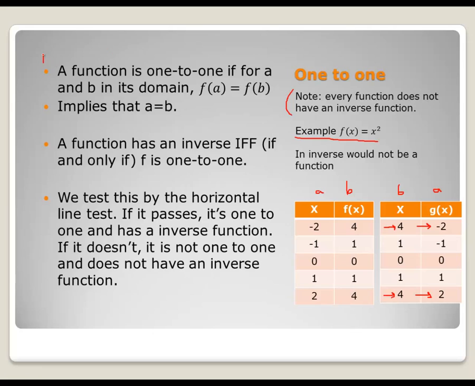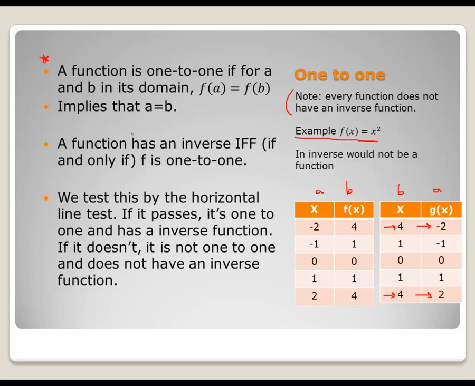Okay, so I'm over here where the star is. A function is considered one-to-one if for every a and b in its domain, f of a equals f of b implies that a equals b. It might be confusing, but when you actually test it out, you'll understand what I'm talking about, which is not on the next slide, but on the following slide.